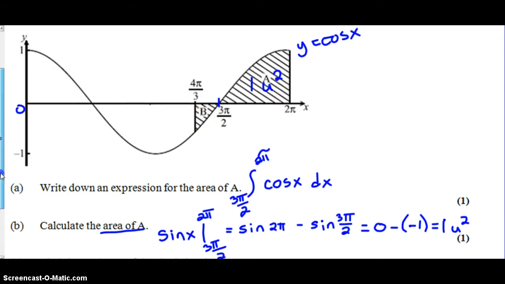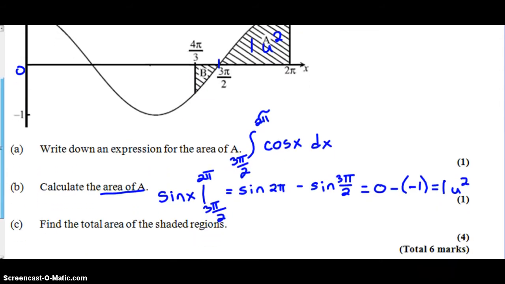I don't have that. So from 4 pi over 3 to 3 pi over 2, I need to find this area. The way that this is set up, though, is that the x-axis is on top. If I just put cosine here, I'm going to get a negative answer, and then I would have to take the absolute value of it.